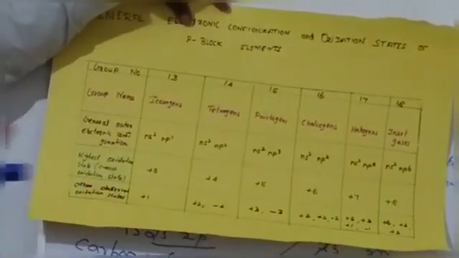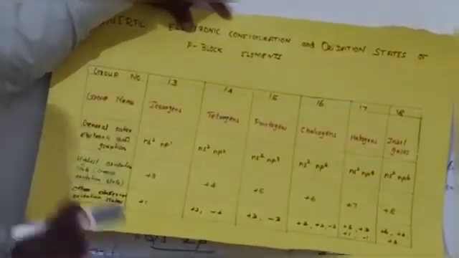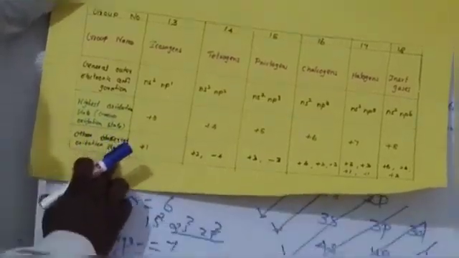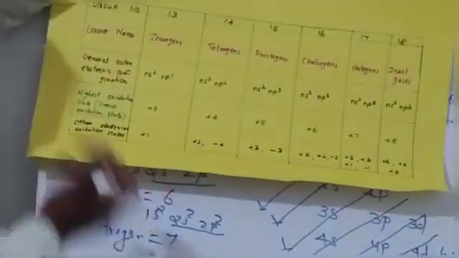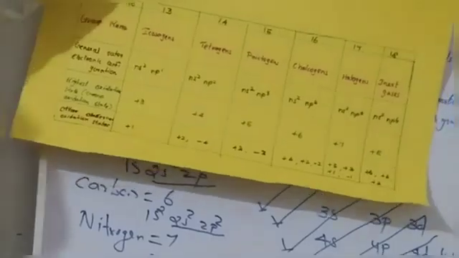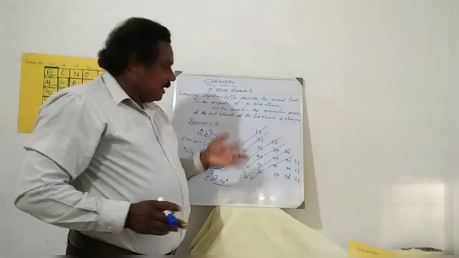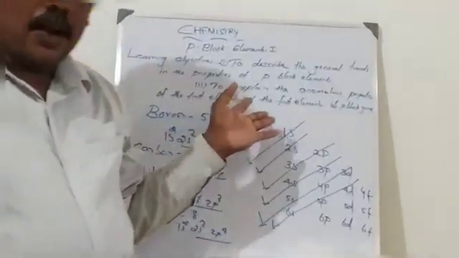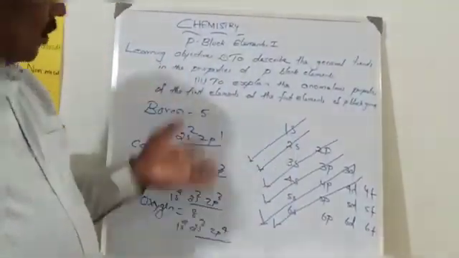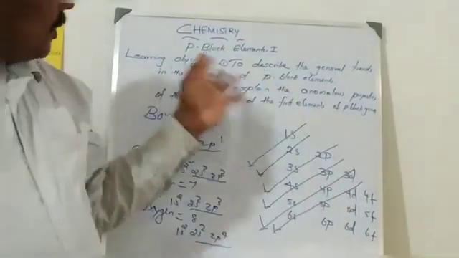And as per the theoretical explanation, other oxidation states also exist, so refer to the textbook and learn this. It's very important for one-mark questions. Okay, please take down this electronic configuration, how you write the electronic configuration of the p-block elements.